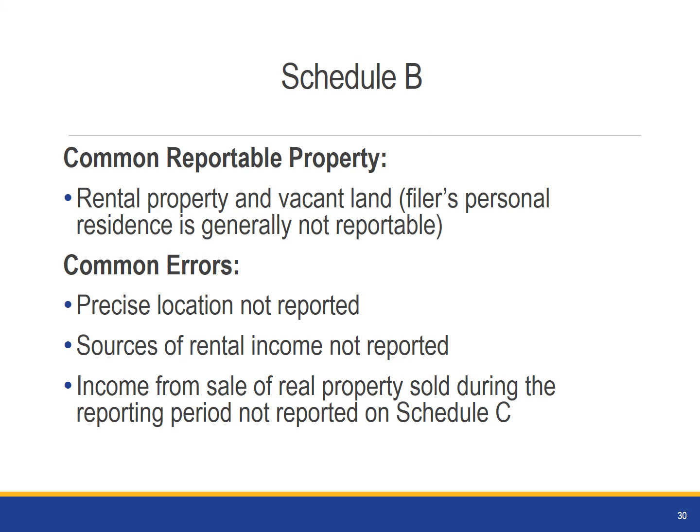Schedule B is used to report interests in real property with a fair market value of $2,000 or more, such as a rental property or vacant land located within the filer's jurisdiction. Generally, the filer's primary personal residence is not required to be reported. Common errors include precise location not reported, source of rental income not reported, and income from sale of real property sold during the reporting period not reported on Schedule C.